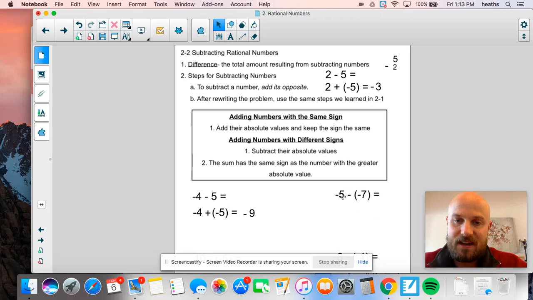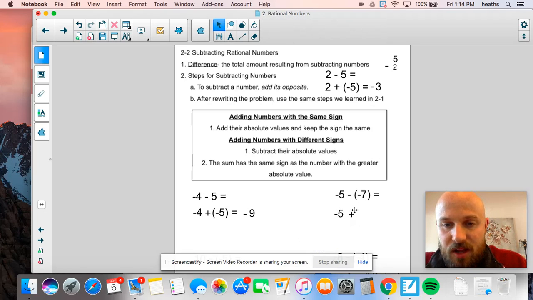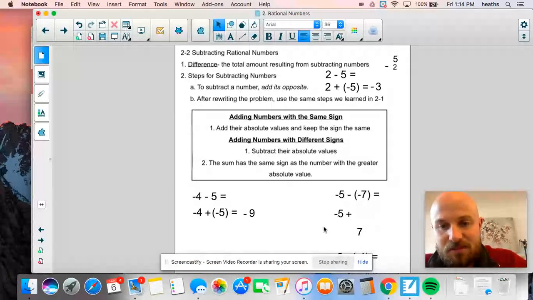Let's do another one. This one over here to the right. -5 minus a -7. Kind of a goofy looking problem, but -5 minus a -7. And when we're doing algebra, as weird as this looks, you're going to run across problems that look like this. So I'm going to show you how we deal with those. So we're going to write our first number down here, -5 minus, remember we're adding the opposite. So I'm going to put plus. And then the number we're given here is a -7. So if we're adding the opposite of -7, the opposite of -7 is +7.